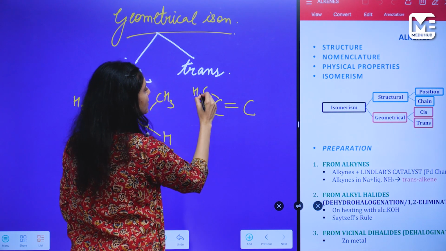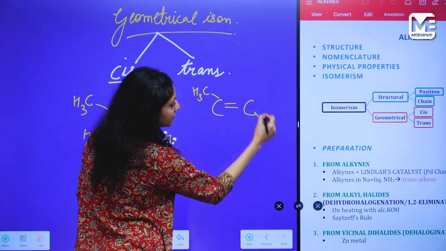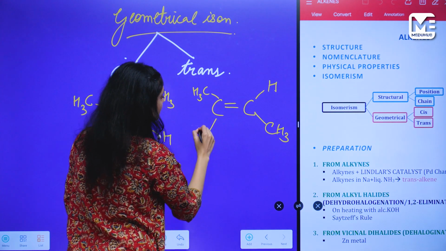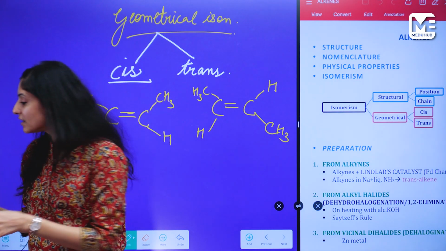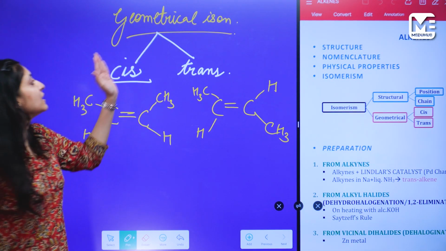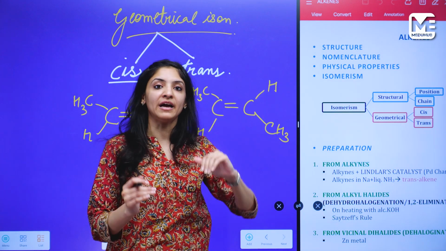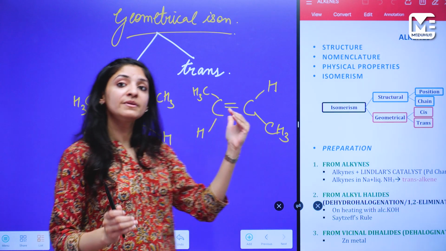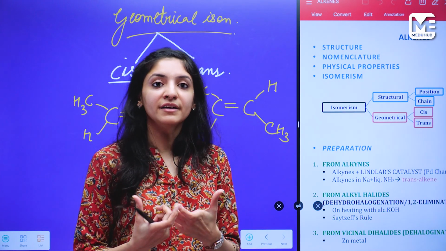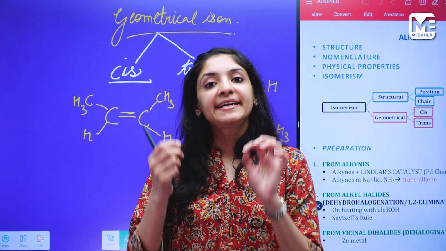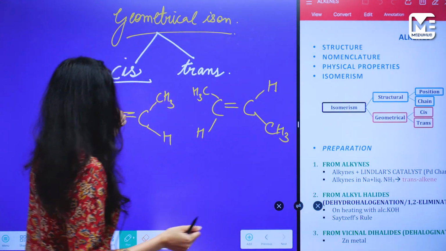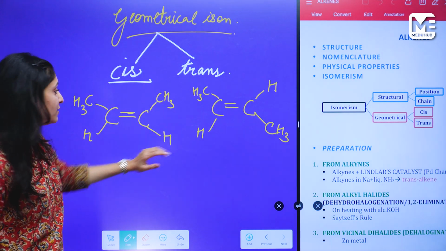One CH3 here, other is on the different side here, and hydrogen is here, this hydrogen is here. So these are the two types of configurations that are possible in geometrical isomerism for alkenes. This is the simplest of the examples that we have taken. For geometrical isomerism, a very important condition is that there should be at least two same groups attached to the doubly bonded carbons. Here the same groups are CH3 and hydrogen.